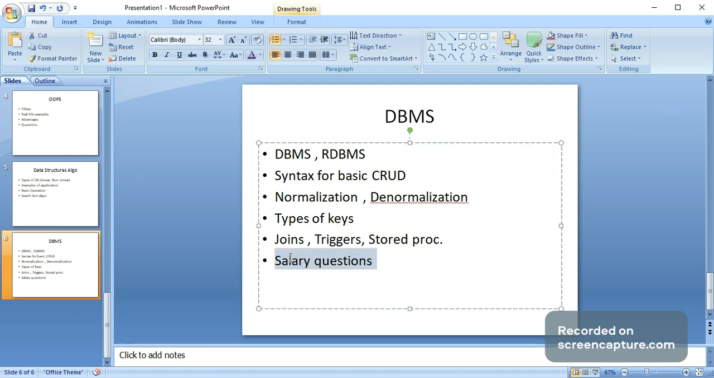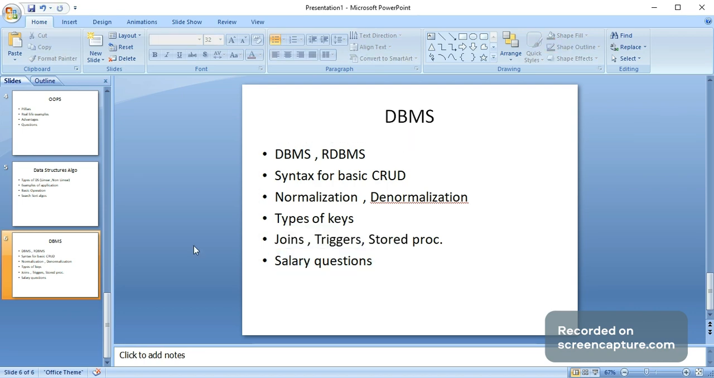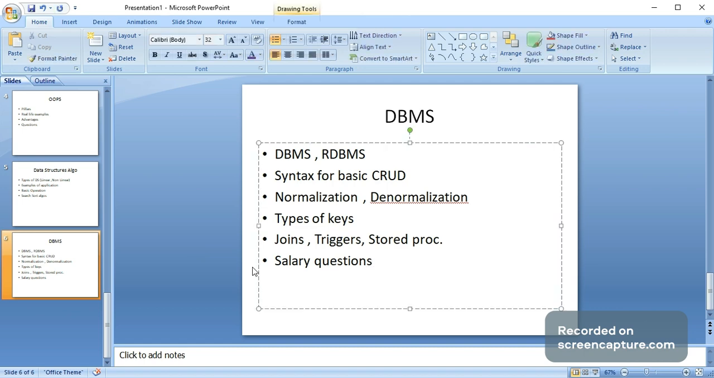And the last is salary questions. Till now I have cleared 4 to 5 interviews. In each and every one of them, I was asked salary questions. I don't know why, but they would say find the top 3 salaries, or find the second highest salary, or the first highest salary, or the third highest salary in SQL, and write the query. So this one is easy, but please prepare for it.